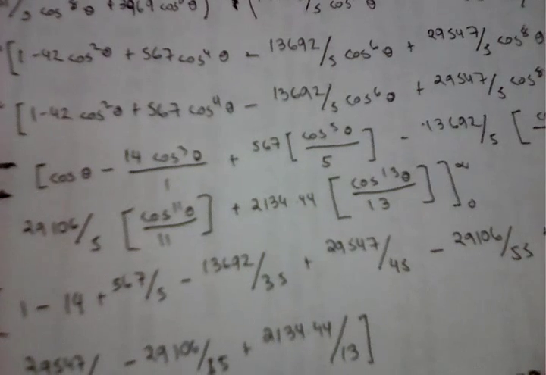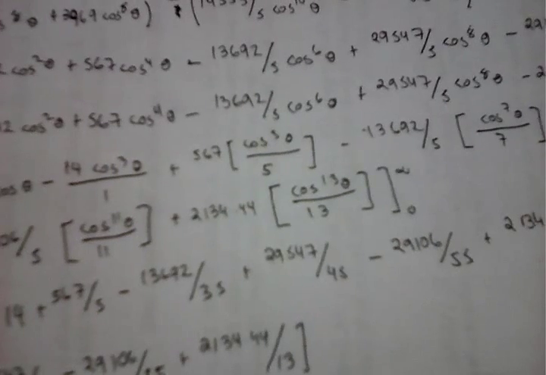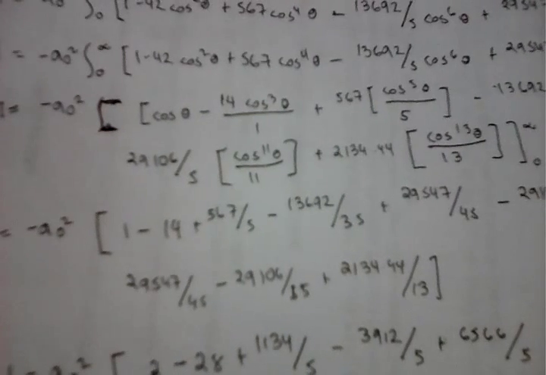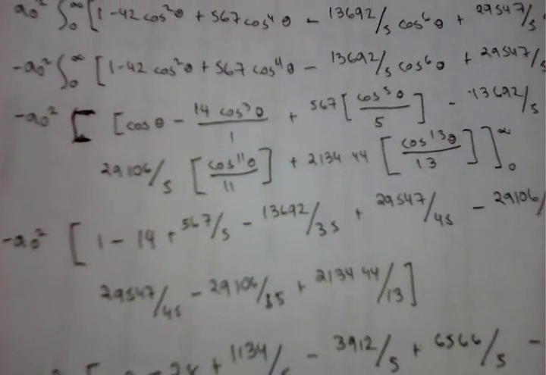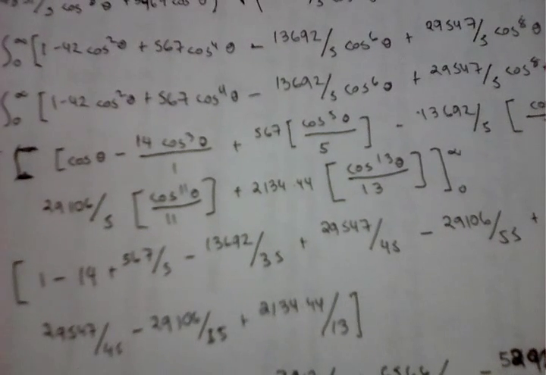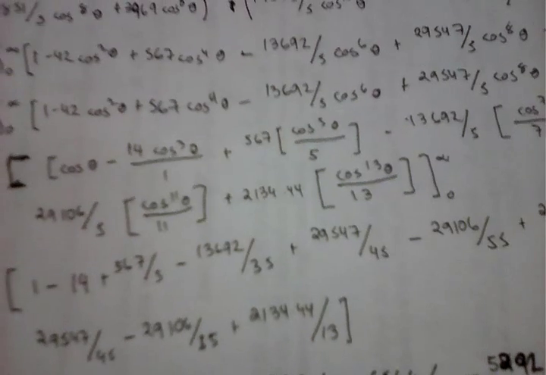cosine theta minus 14 cosine cubed theta over 1 plus 567 times 2 cosine to the fifth theta over 5 minus 13,692 over 5 cosine to the 7th theta over 7 plus 229,547 over 5 cosine to the 9th theta over 9 minus 29,106 over 5 times 2 cosine to the 11th theta over 11 plus 2,134.44 times 2 cosine to the 13 theta over 13 from 0 to infinity.